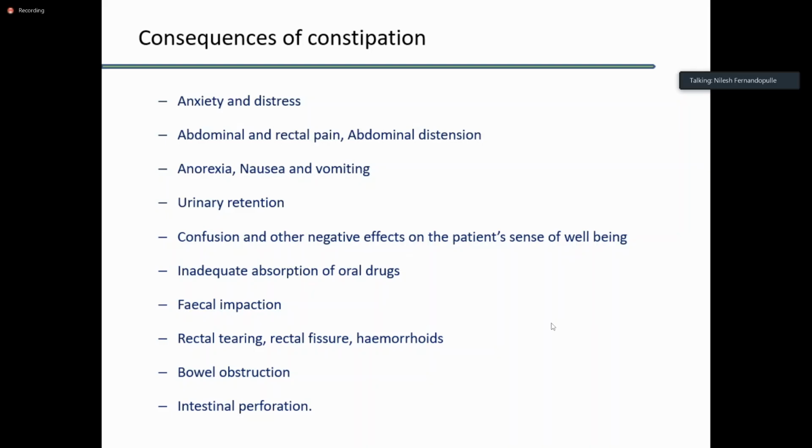Urine retention is a common thing due to constipation. Old people become confused. They can have inadequate absorption of drugs. They can have fecal impaction, rectal tearing, rectal fissures, hemorrhoids, bowel obstruction, perforation. So lots of things can occur due to constipation. You have to be aware of the effects of constipation, because sometimes it might seem completely unrelated, like anorexia. You might not think that constipation is causing anorexia or loss of appetite, but actually it's a simple association. A simple thing will help relieve the patient's symptoms.